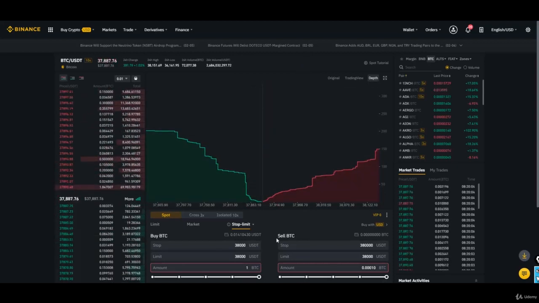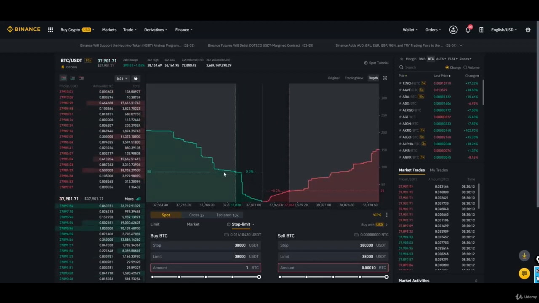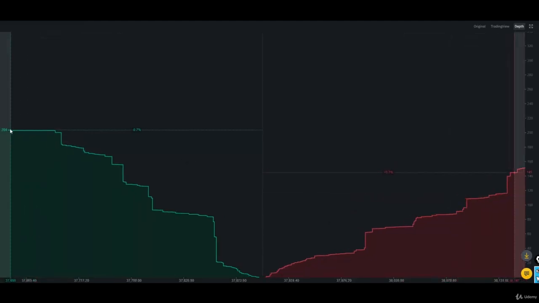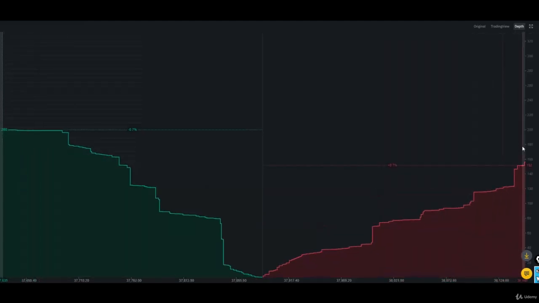I just wanted to make sure you understand what the depth of chart is. It's actually like the hidden volume, the pending orders behind the price. But where do we find these levels? Why are people here? And what is happening down here and what's happening above it, right?